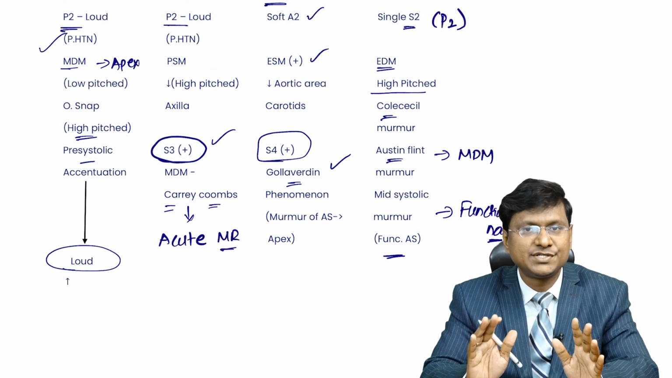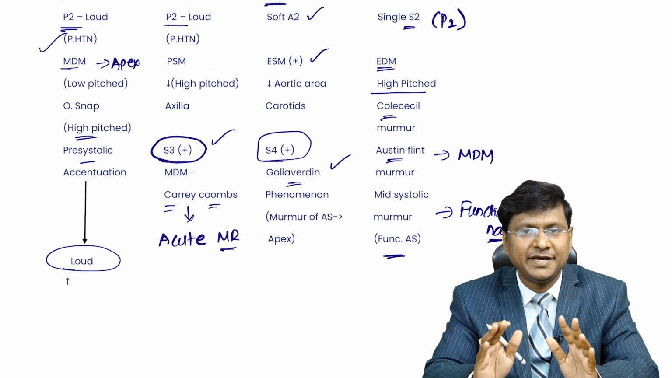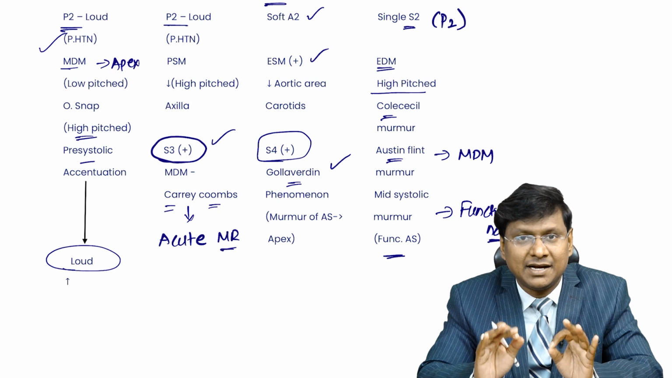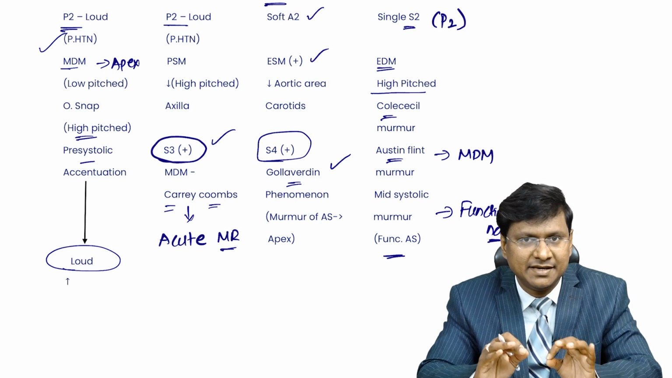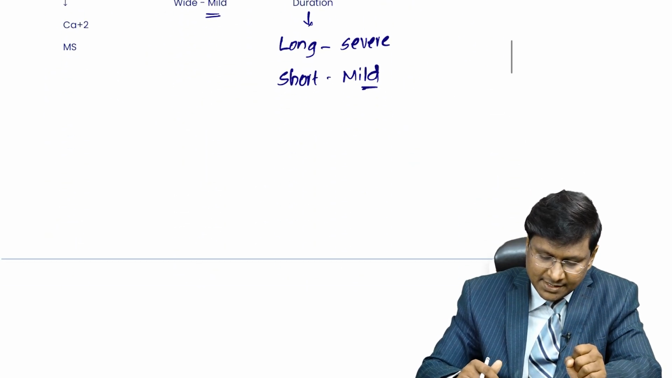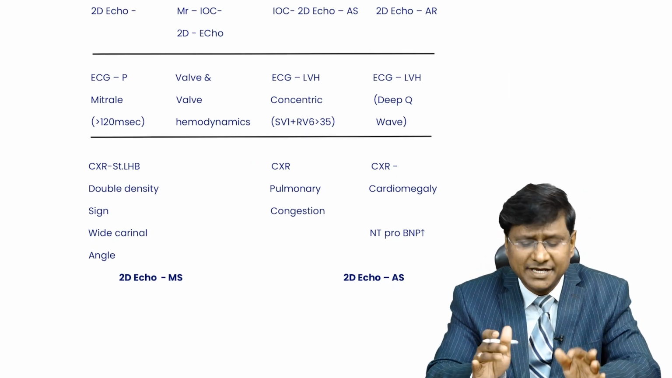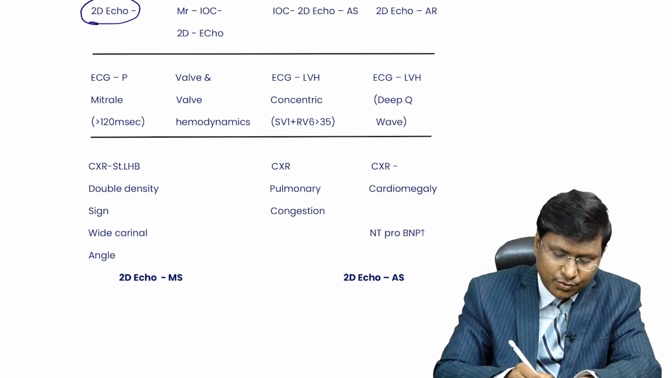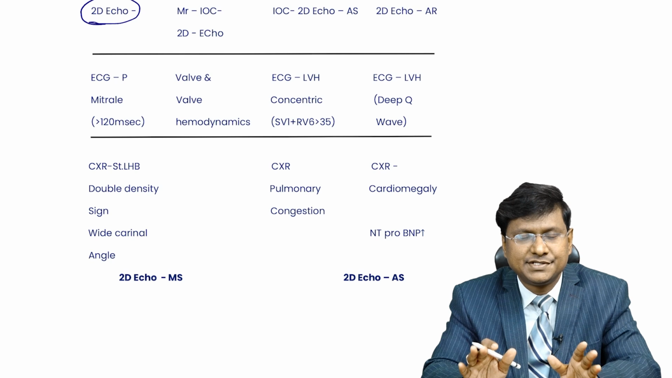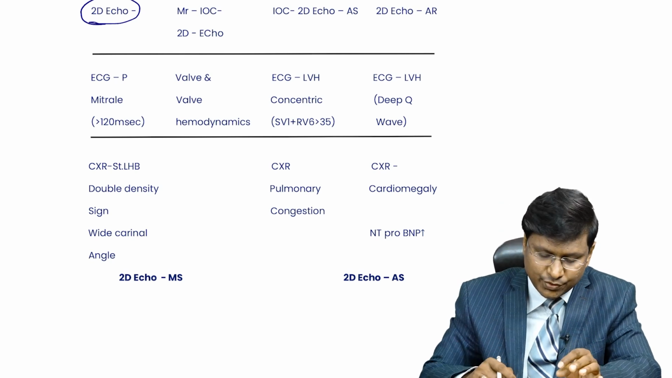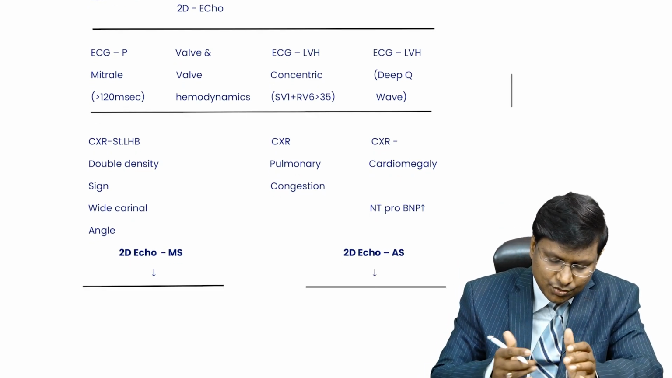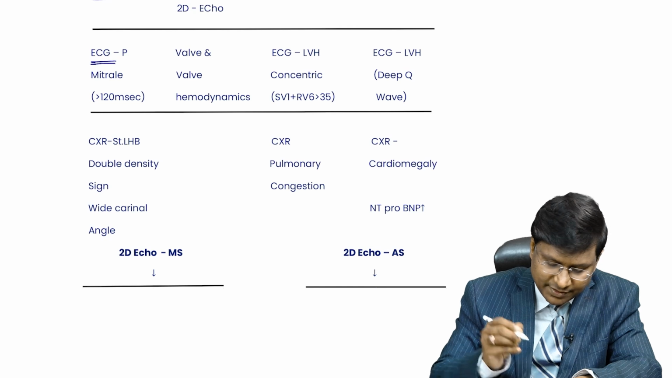So this is the auscultation that you will have in patients with valvular heart diseases, right? That is MS, MR, AS, as well as AR. Then how do you work up these patients? In all the patients, the workup is by 2D echo. For all the valvular heart diseases, the first line investigation is 2D echo, right? And next to the 2D echo, we can do the ECG.